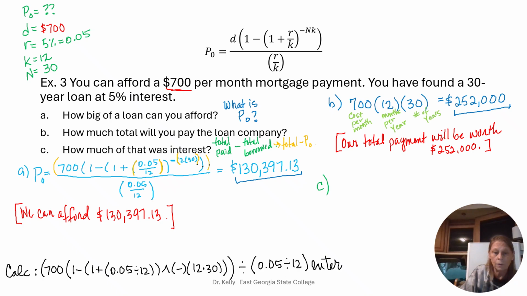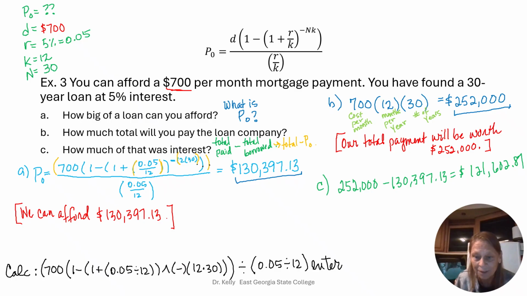Okay, so let's figure that out here real quick. So we've got 252 minus 133.9713. That gives us the total amount of interest, 121,602.87. So almost the entire cost of that house. Frightening. And so we'll write total interest paid.